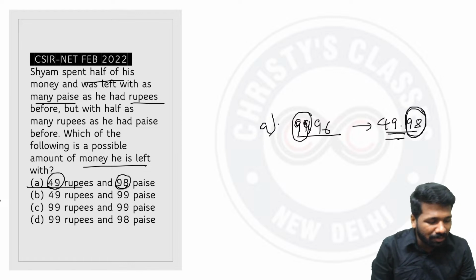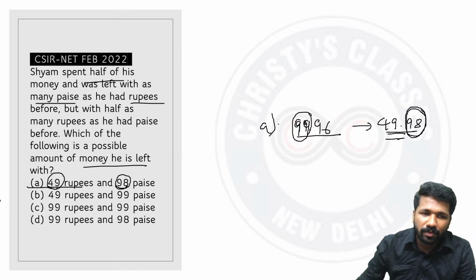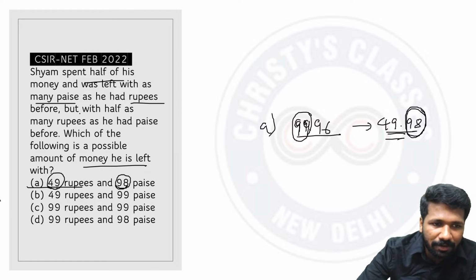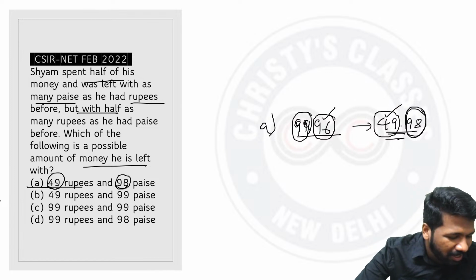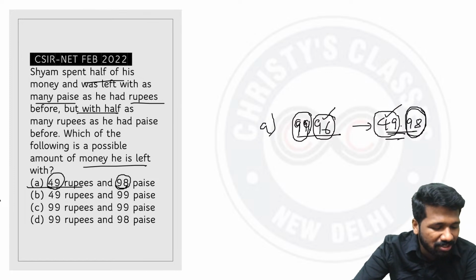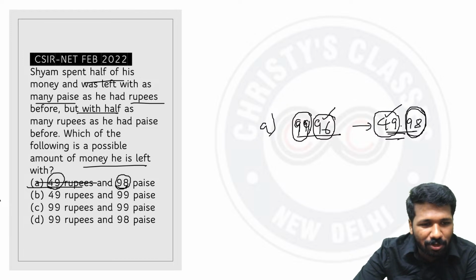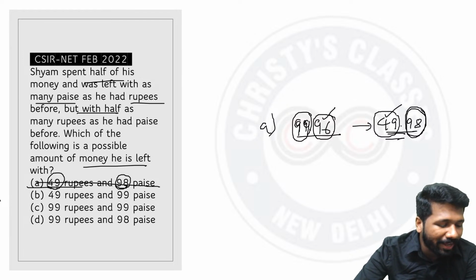Are you understanding the meaning of the question now? And the next sentence is, but with half as many rupees as he had paise before. The paise before is 96, half of that is 48. That is the rupee now. But it is 49. That condition is also wrong. Both the conditions are wrong. So clearly option A is wrong. Did you understand how to analyze?